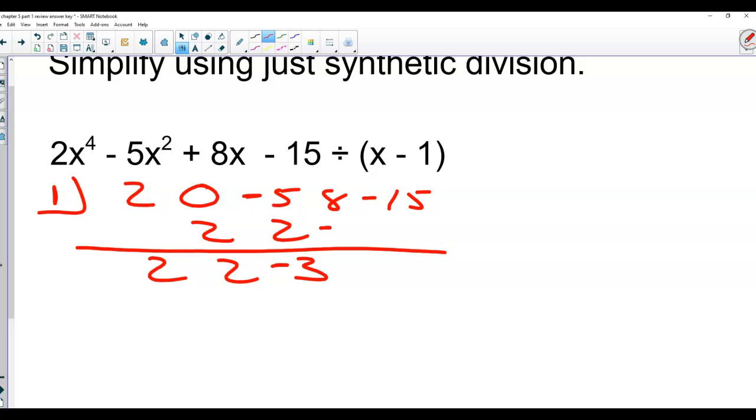Negative 3 times 1 is negative 3. 8 and negative 3 is 5. 5 times 1 is 5. Negative 15 and 5 is negative 10.